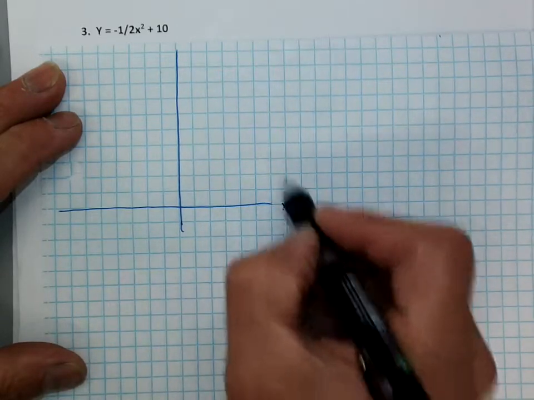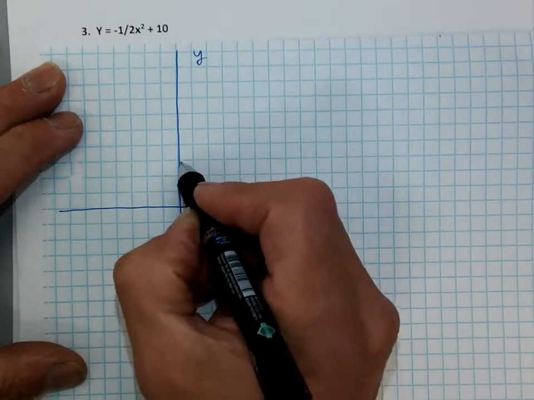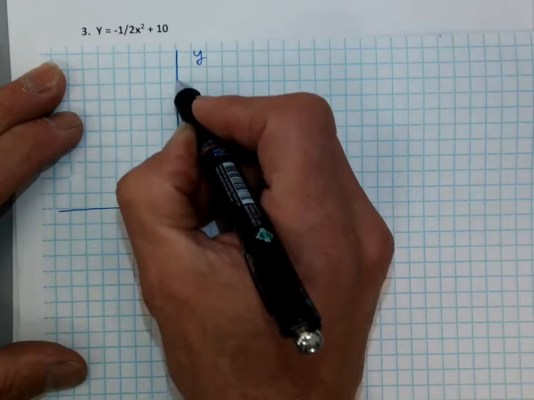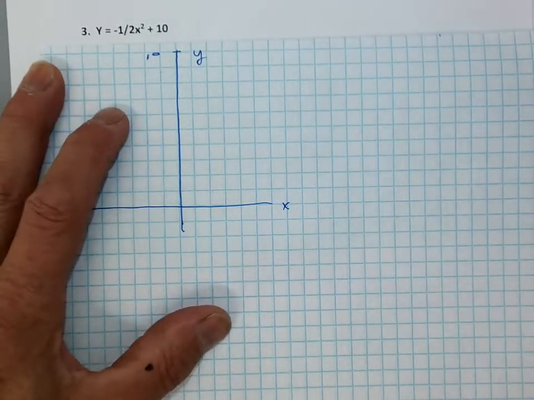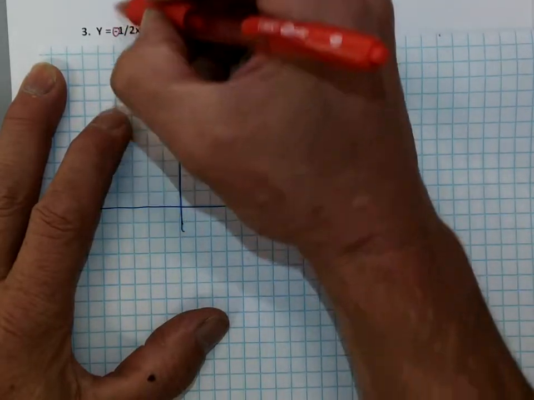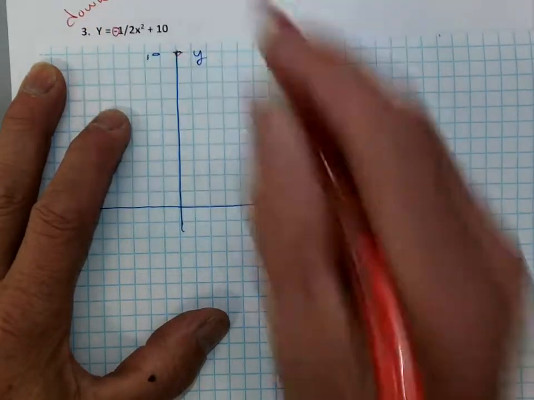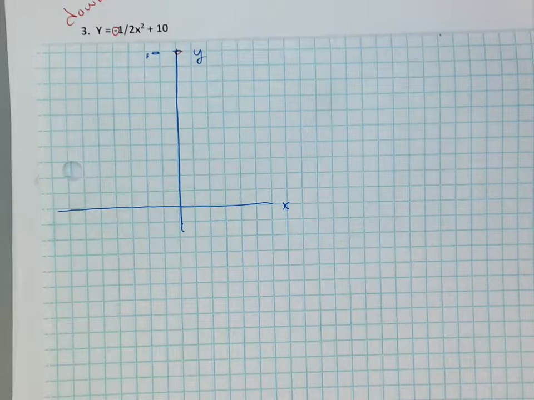Here's my x and my y axis. 1, 2, 3, 4, 5, 6, 7, 8, 9, 10. Perfect. Right there, 10. So I'm going to start up at 10, and I'm going to go down because of the negative, right? But I'm going to go half as tall. So Zoe pointed that out. We're not going to go 1, 1. We're going to go 1, 1/2.